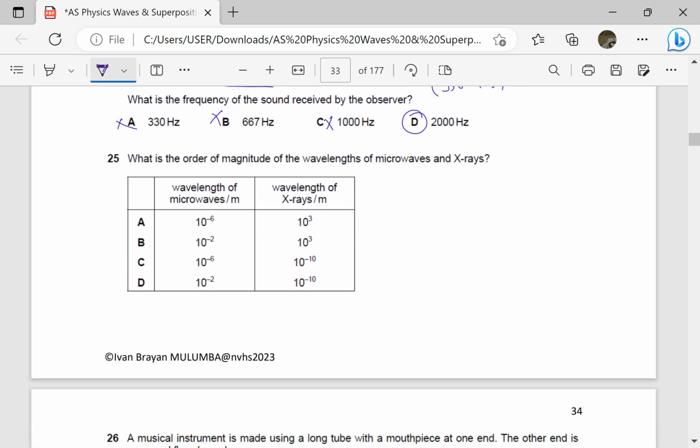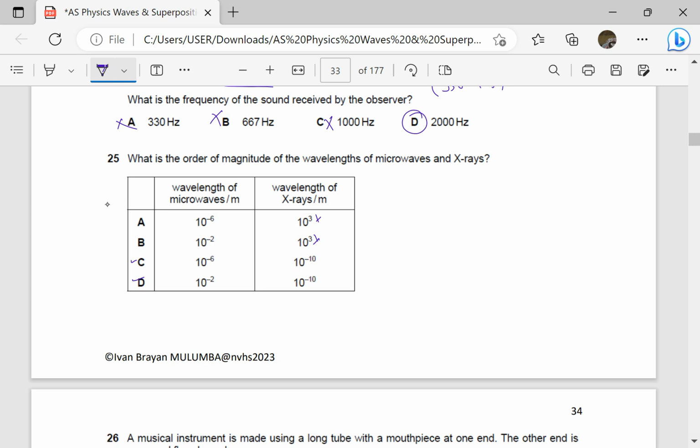What is the order of magnitude of the wavelengths of microwaves and X-rays? The wavelength of microwaves must be greater than that of X-rays. So we check. We begin by that. So we are seeing X-rays here having a greater wavelength. That is not true. So we remain with C and D.